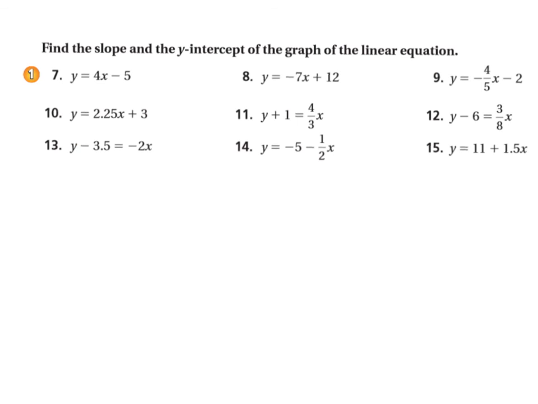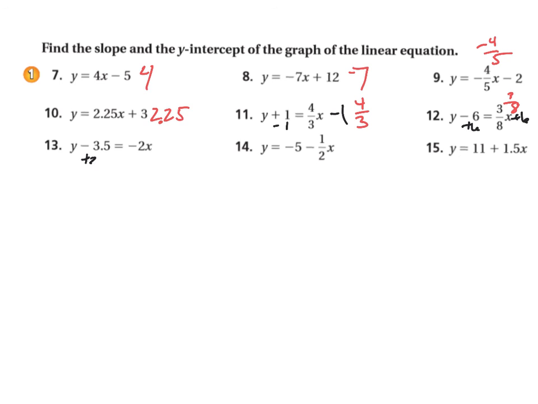Pause the video and go ahead and try them on your own. Remember, you may have to switch a couple of them around. Okay, I'm going to go do the slopes first. This would be 4. This would be -7. This would be -4/5. This would be 2.25. Oop, have to switch this around. Subtract 1. So the slope would be 4/3. Switch this around. We're going to add 6. So my slope is 3/8.